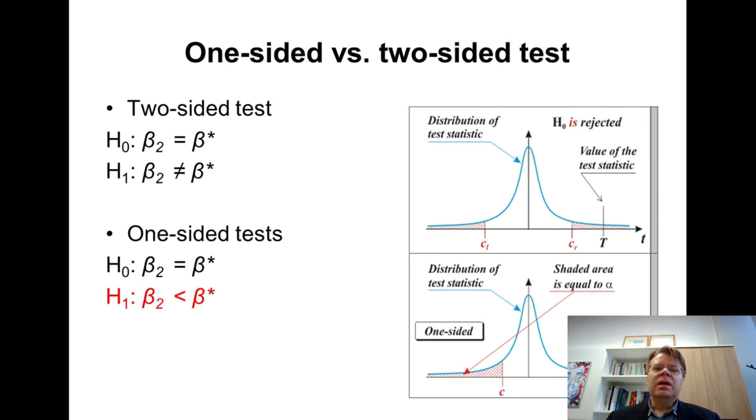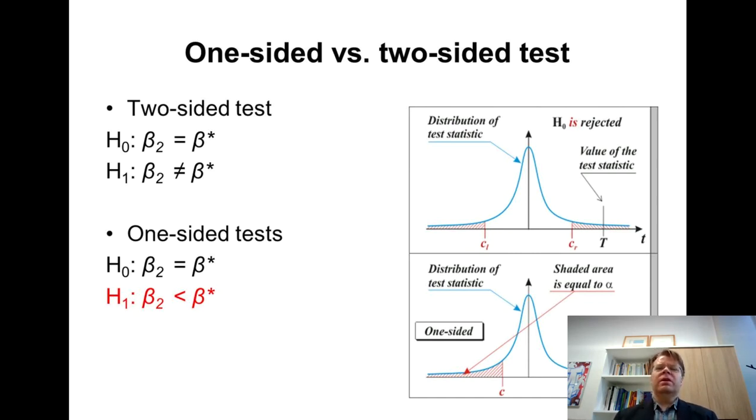So in some cases, we know in theory that deviation from the hypothesis can be only one-sided. So it's possible to state the alternative hypothesis as an inequality. If we know that this true parameter value cannot ever be greater than beta asterisk, so it can be beta asterisk or smaller, then the alternative hypothesis can be stated as some kind of one-sided test.